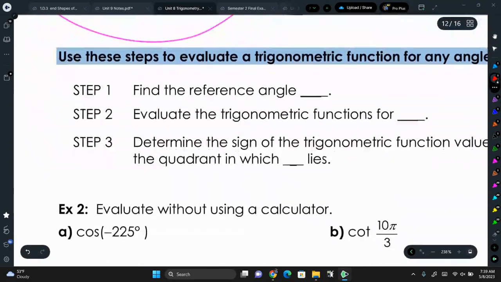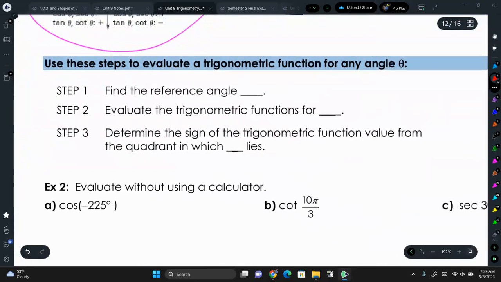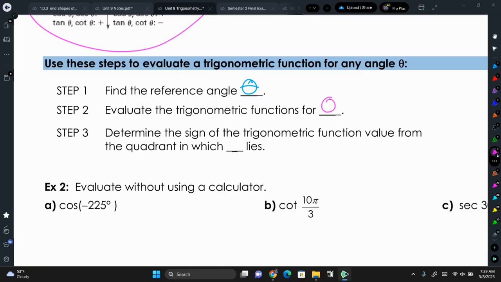All right, down here, we're going to use these steps to evaluate a trig function of any angle. So first, we're going to find the reference angle for theta, then evaluate the trig functions for that angle, and then determine the sign of the trigonometric values from the quadrant in which theta lies.